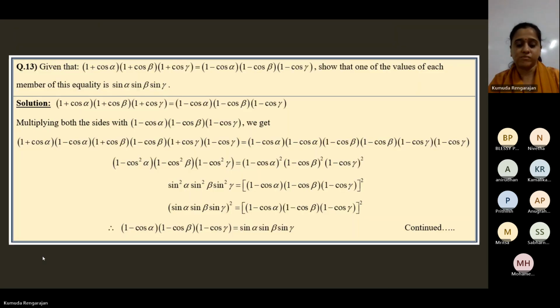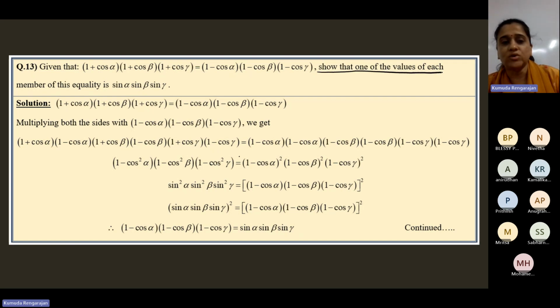So, see this one. Given that (1 plus cos alpha)(1 plus cos beta)(1 plus cos gamma) is equal to (1 minus cos alpha)(1 minus cos beta)(1 minus cos gamma), show that one of the values of each member of this equality is sin alpha sin beta sin gamma.